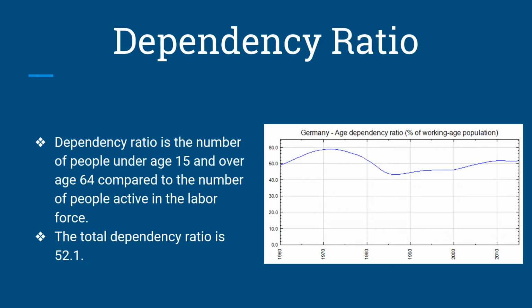Dependency ratio. The dependency ratio is the number of people under age 15 and over age 64 compared to the number of people active in the labor force. The total dependency ratio is 52.1. The youth dependency ratio is 19.9. The elderly dependency ratio is 32.1. The graph on the right shows the age dependency ratio in Germany. It shows that in the years past 2010, the ratio is roughly 52%.